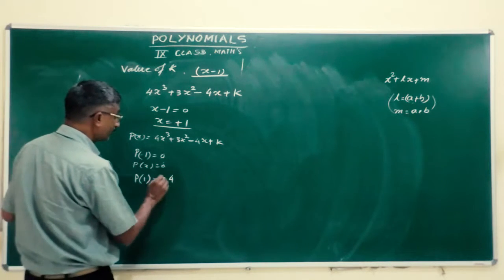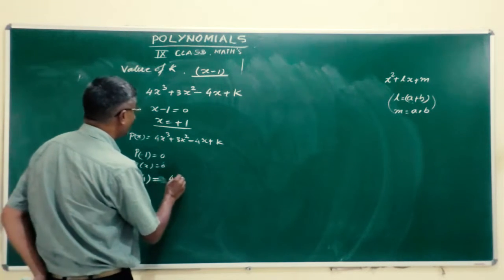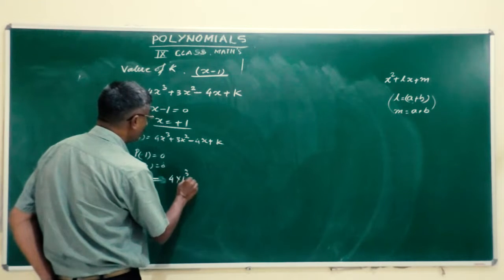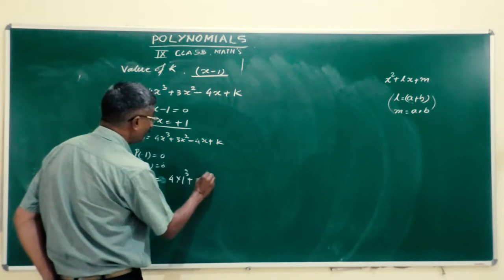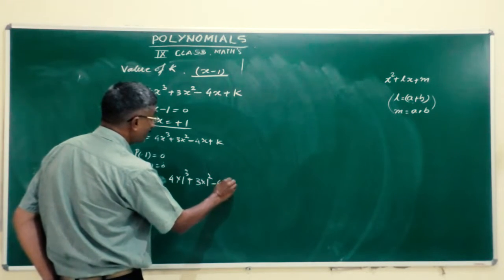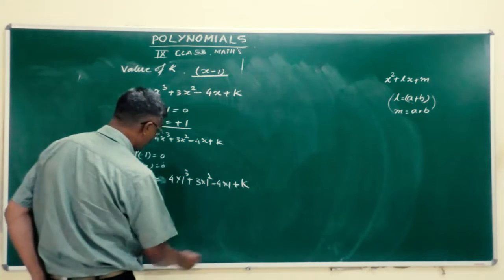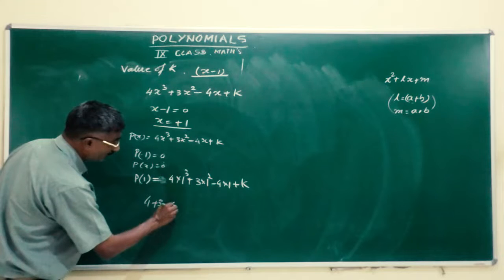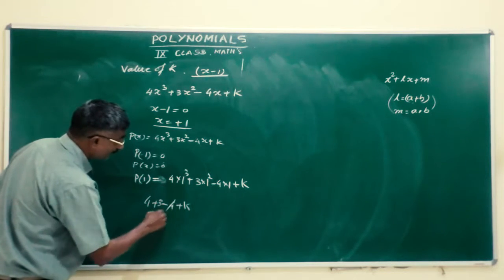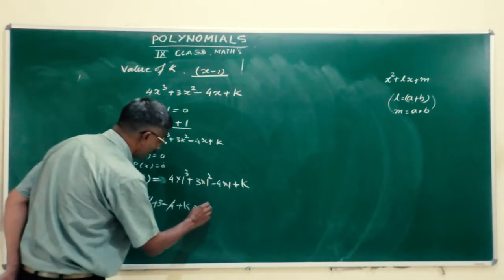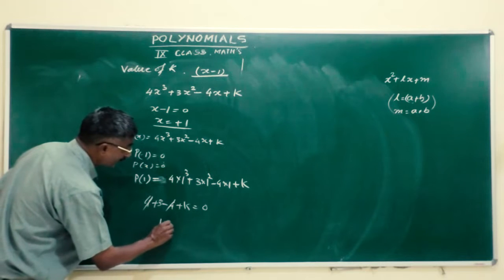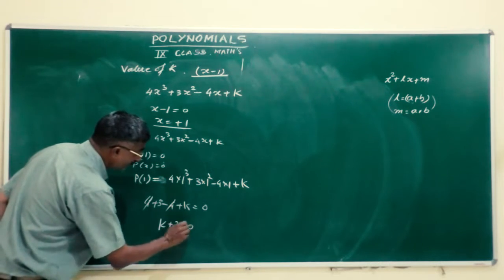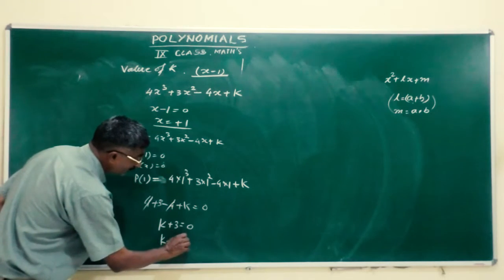So 4 into 1 cube plus 3 into 1 square minus 4 into 1 plus k. So 4 plus 3 minus 4 plus k, so this is cancelled, is equal to 0. So k plus 3 is equal to 0. So k is equal to minus 3.